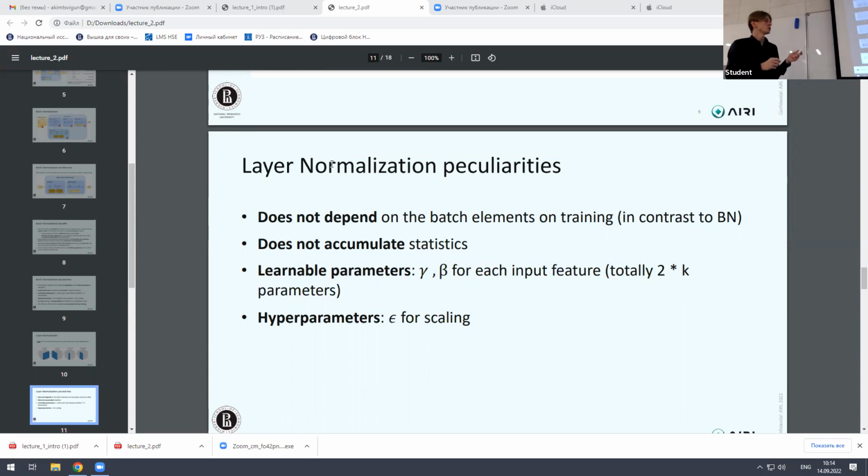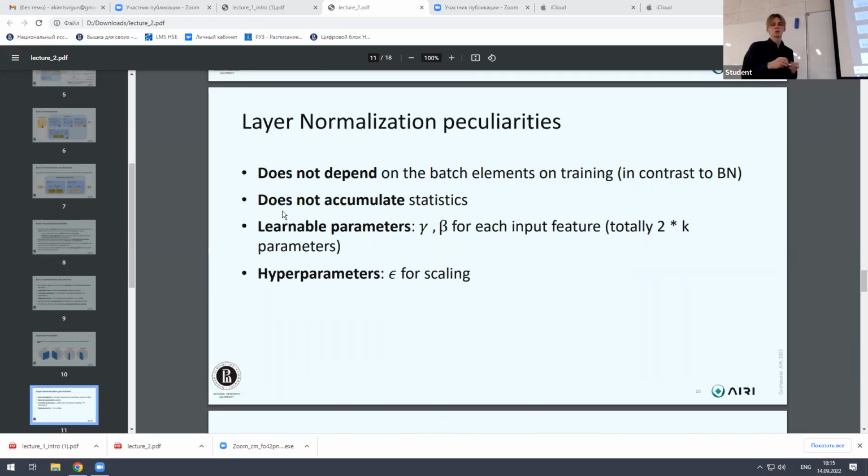And the hyperparameter is now only epsilon for scaling. We do not have this alpha for statistics accumulation. That's what layer norm is. If there are any questions on this, please ask. No questions. Okay.